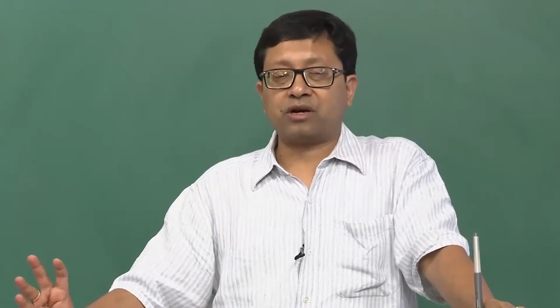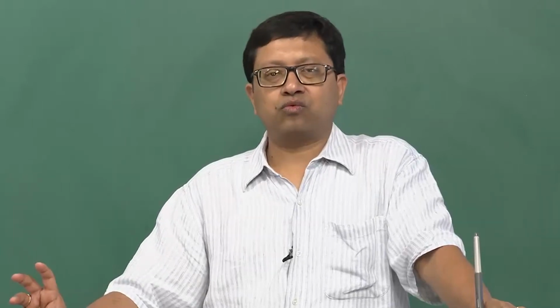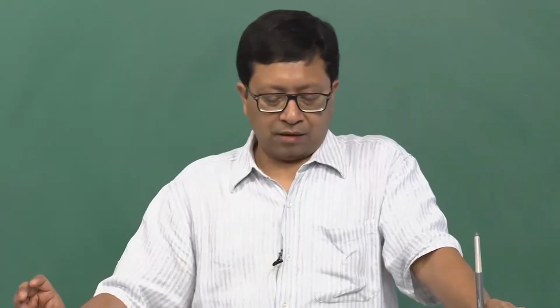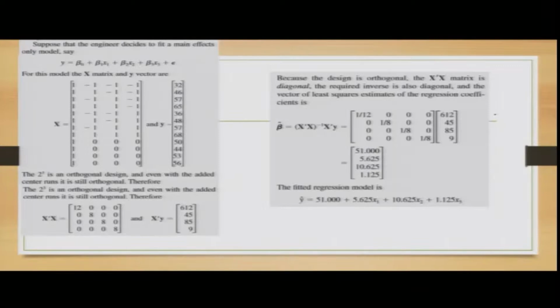Y 4 because beta naught, beta 1, beta 2 and beta 3. And similarly, y would be of size n cross 1. So, the 2 to the power 3 is an orthogonal design, and even with the added center runs it is still orthogonal. Therefore, the 2 to the power 3 can be solved using the simple concept of regression model.